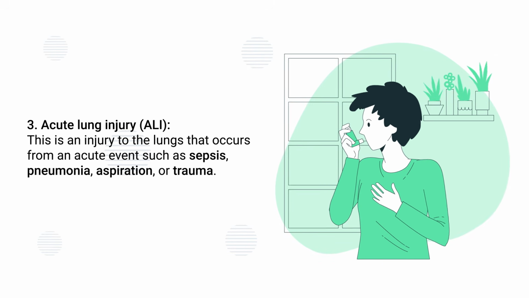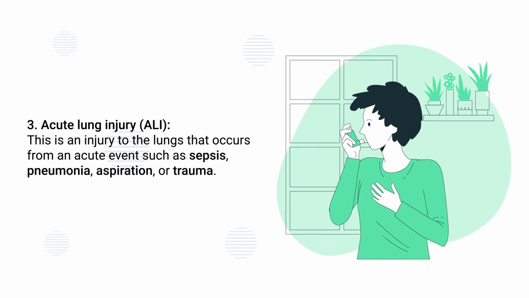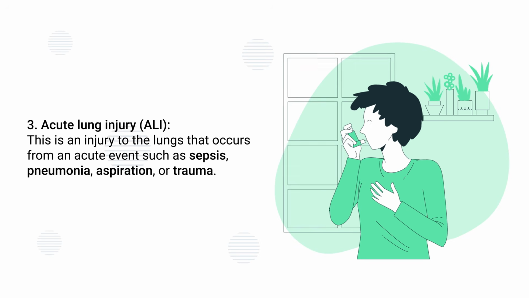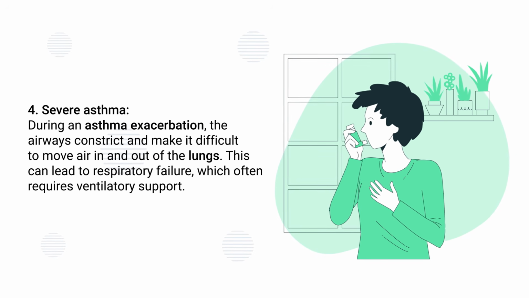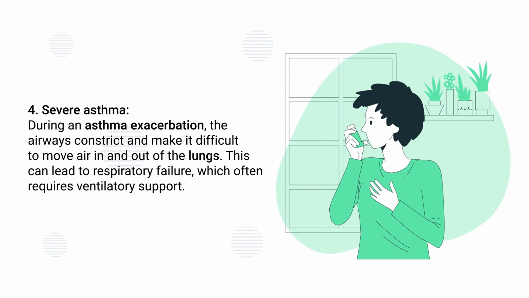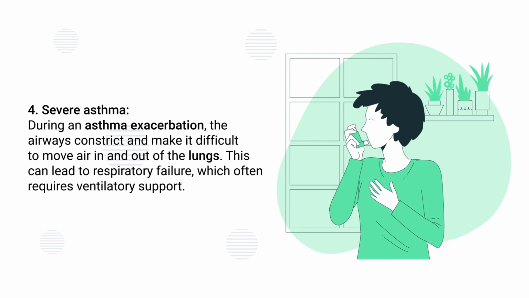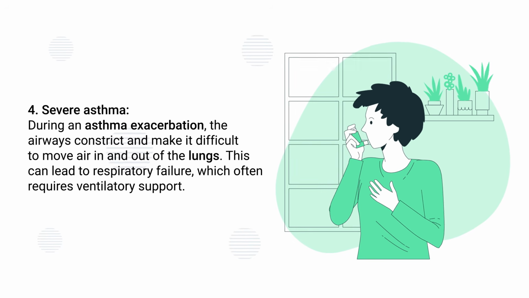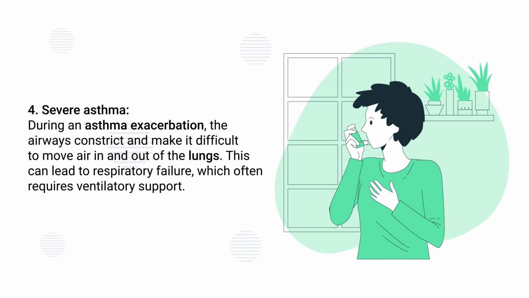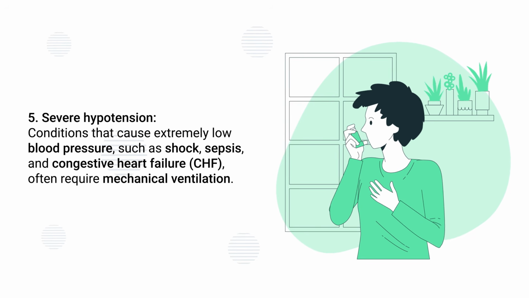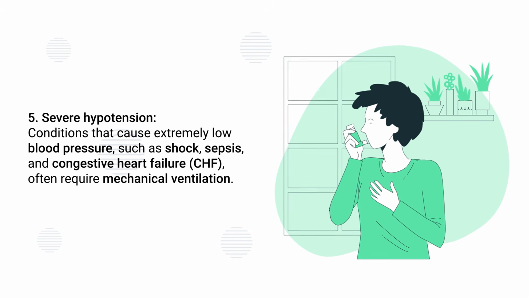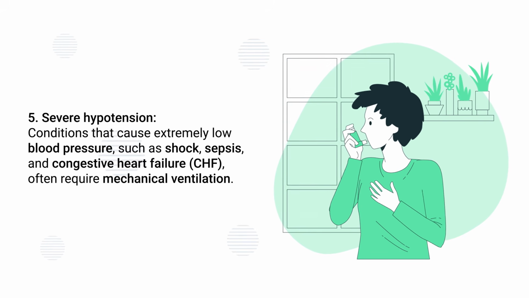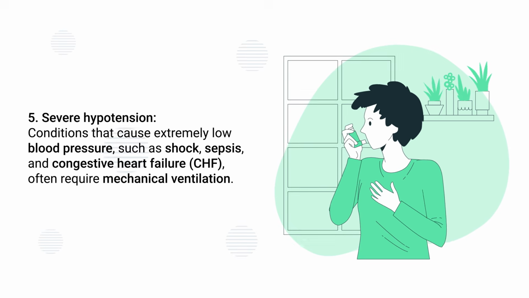An acute lung injury. This is an injury to the lungs that occurs from an acute event such as sepsis, pneumonia, aspiration, or trauma. Severe asthma. During an asthma exacerbation, the airways constrict and make it difficult to move air in and out of the lungs. This can lead to respiratory failure, which often requires ventilatory support. Severe hypotension. Conditions that cause extremely low blood pressure, such as shock, sepsis, and CHF, often require mechanical ventilation.